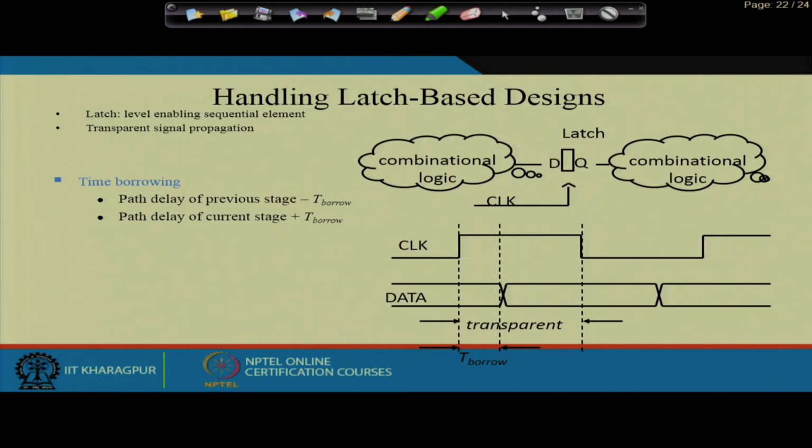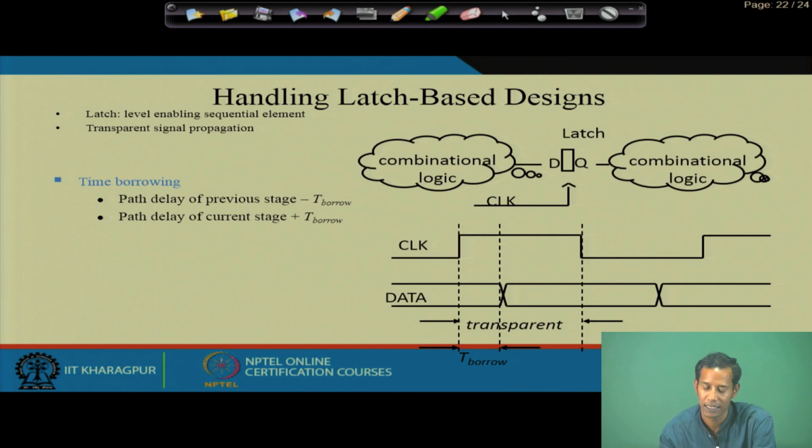In flip flops, the flip flops are basically edge sensitive, but the latches are level sensitive. So, how do we handle latch based design? The latch based design is basically a level enabling sequential element, and it is transparent in signal propagation. In case of a latch, we have time borrowing. Time borrowing means what?